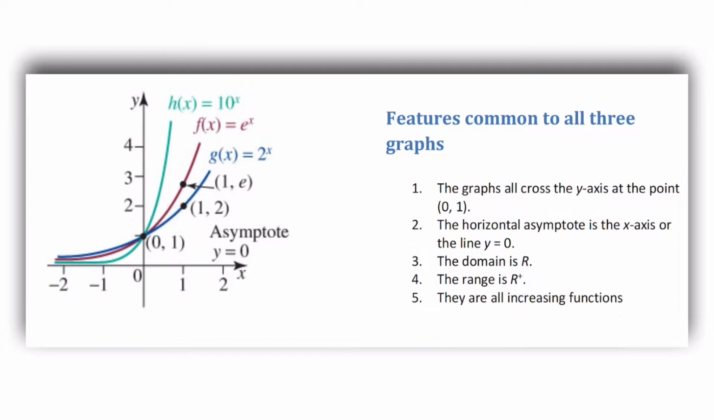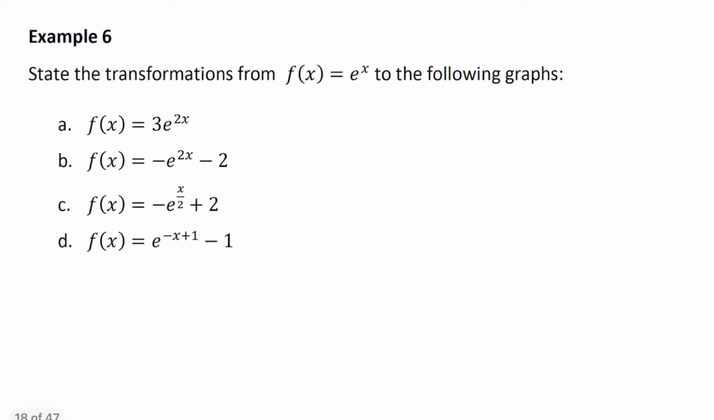In terms of the features, it's all the exact same as the exponential functions that we've looked at so far. It crosses the y-axis at (0, 1) because e to the power of 0 is still 1. We have a horizontal asymptote, which is the x-axis. We've got a domain of R, the range is R plus, and they are all increasing functions, as you can see, unless, of course, we have a reflection. So it's pretty much the same as yesterday's lesson, but all we're going to now do is apply this to the base of e.